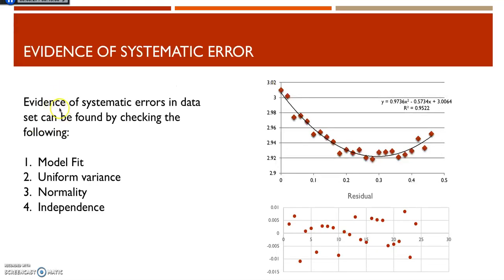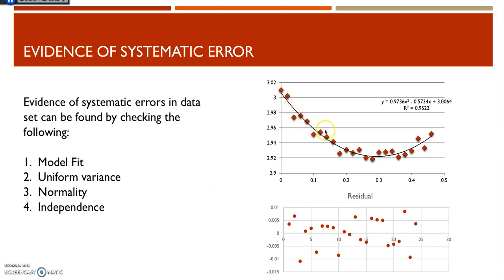There are several different things that you can look for. And again, if you check off all these things, that doesn't mean you don't have any systematic error, but these are good things to check. You may not be looking at very many of these things very often in this lab, but I need you to be aware. So the first thing is model fit, okay?